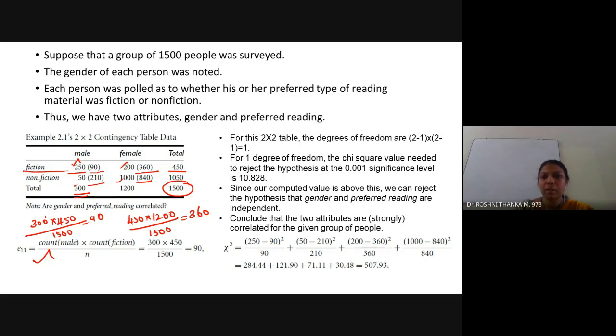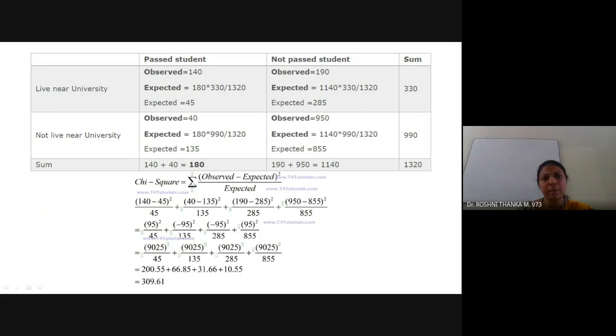Okay. And similarly, this is another example of the same thing, solving the chi-square. I'll be sharing the PPT shortly, then I think you can go through it, same thing. Here we want to find if there is any correlation between students passing and whether they live near the university. It says the students who live near the university and pass, the observed value is 140, and the students who live near the university and do not pass is 190.